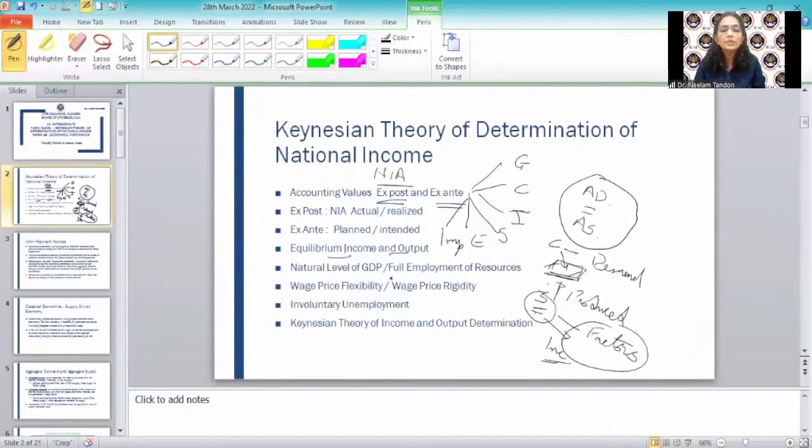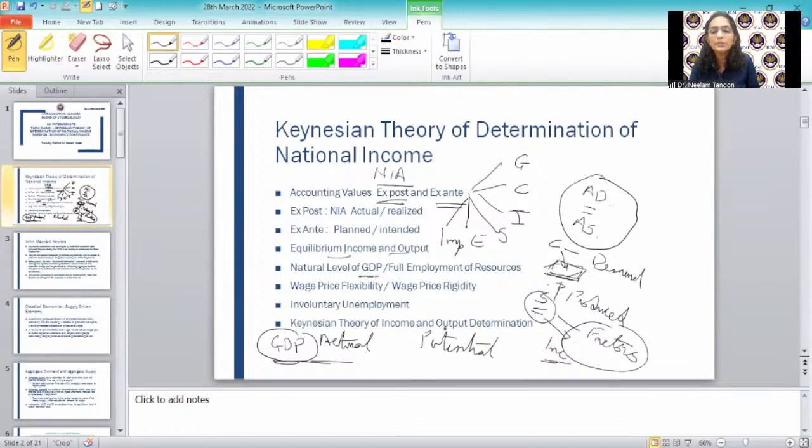Then the natural level of GDP. Natural level of GDP means there are two things. One, what is the level of GDP of India at present, or actual, or where is it performing? Where the GDP level is, how much is the output of the country? And second is potential. Potential means what are you capable of? What is your capability? So potential is potential GDP and the actual GDP.